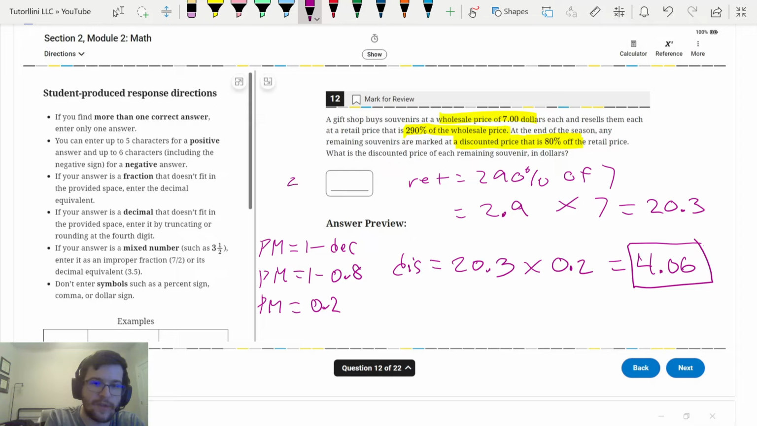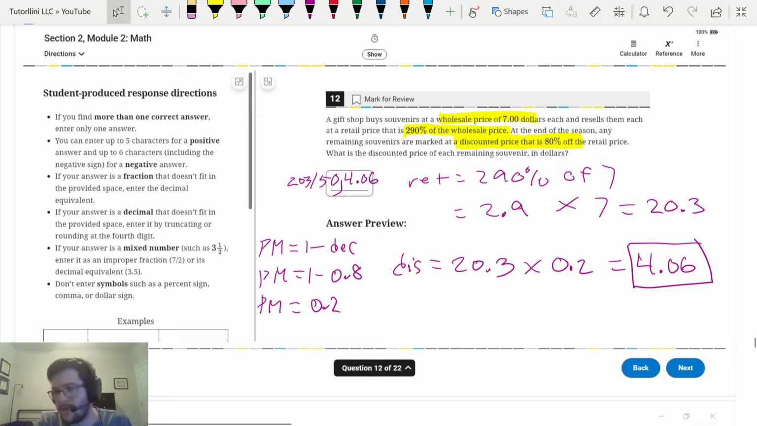You could also change that to a fraction as 203 over 50. But because this decimal doesn't repeat, you could just put 4.06 and not have to worry about rounding it or anything. So if you get like 2.5 or 1.3 or 1.04, you can just use the decimal. But if it's a repeating decimal, I would always use the fraction. All right, great.